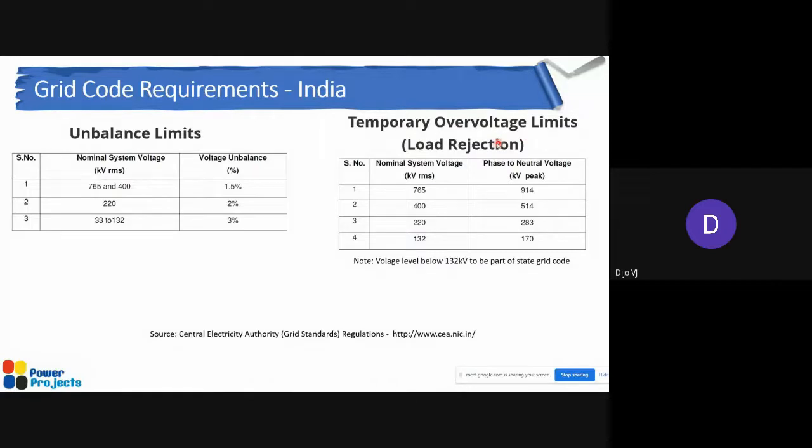The temporary voltage limits: because of some load rejection, or maybe some single phase fault, the other healthy phases can experience a higher voltage. So this is the limit of temporary overvoltage. You can see that in a 132 kV system, temporary voltage is allowed up to 170 kV. And when it comes to 765 kV, 914 kV is allowed. This is the RMS, the 50 hertz power frequency voltage, which we are talking about.